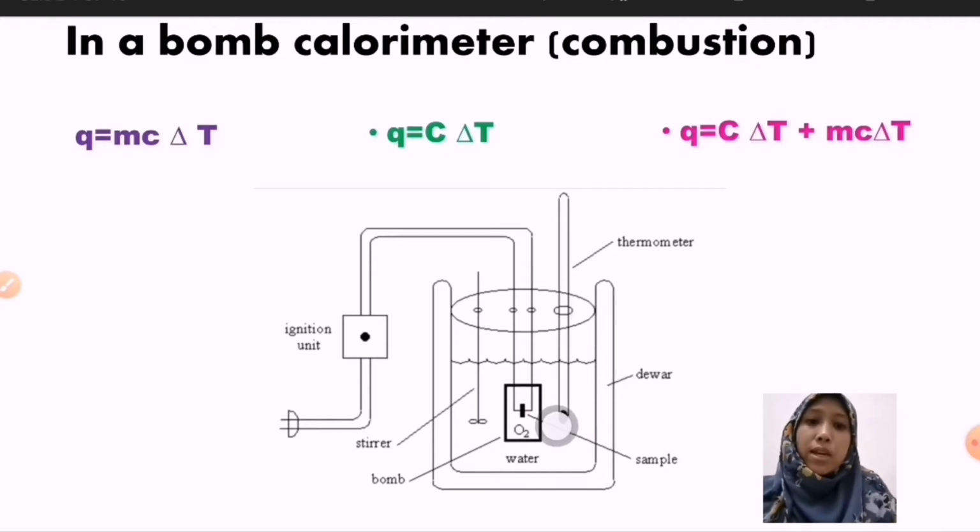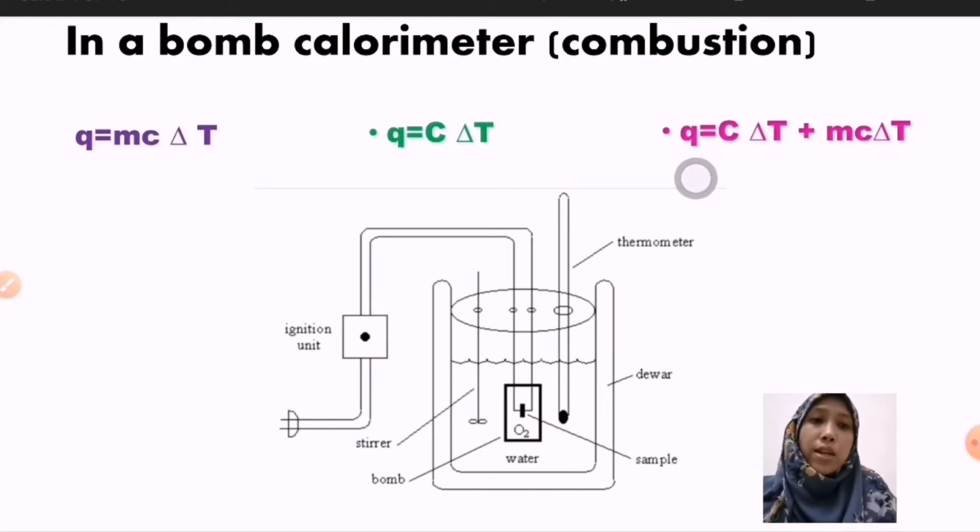Okay, if the heat released from this combustion process is absorbed by the water only, so you have to use Q equals to mc delta T. But if the heat released is only absorbed by the calorimeter, so you will use Q equals to C delta T.